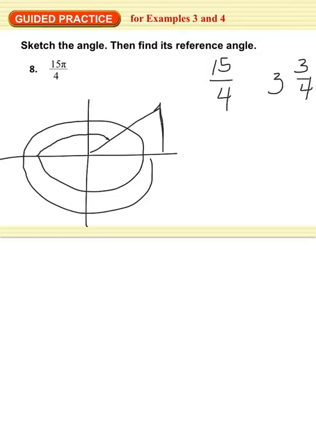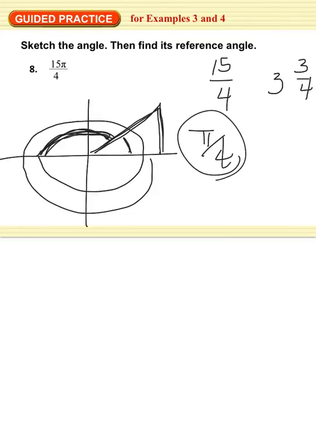So my reference angle is what's left. So if this is 1/2 and 1/4, this whole piece right here is 3/4. What's left is 1/4. That was sort of fun.